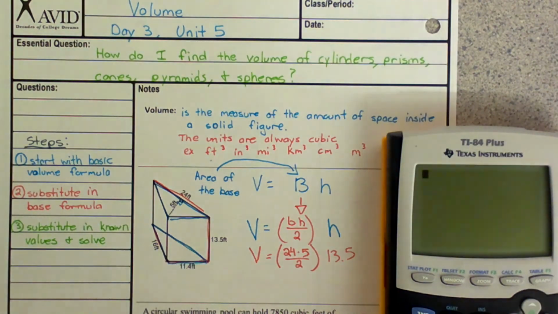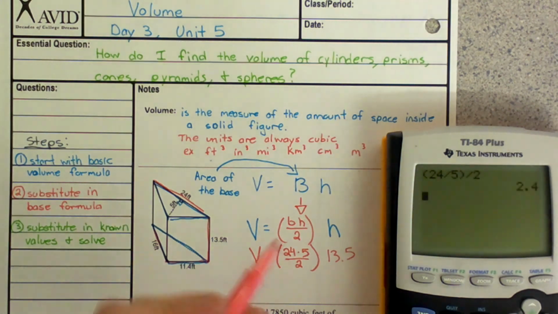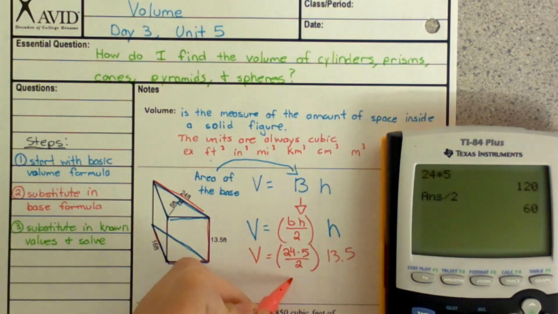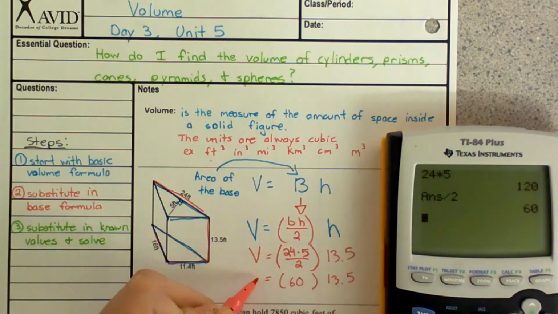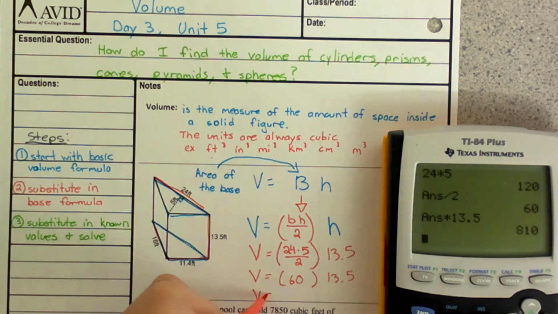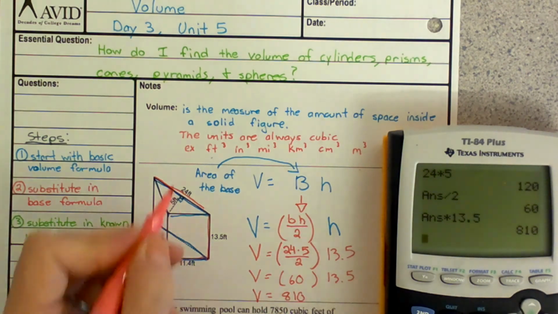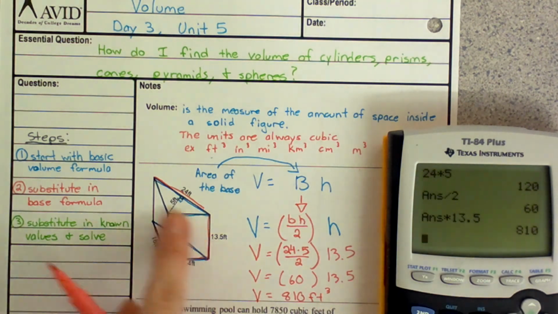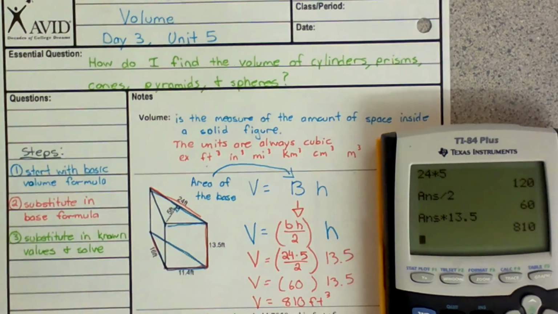So now this is something I can plug into my calculator: 24 times 5, and then divide that by 2. So this is 60, times 13.5. My volume is 810 cubic feet. So this is my final answer for how much space is inside my triangular prism.